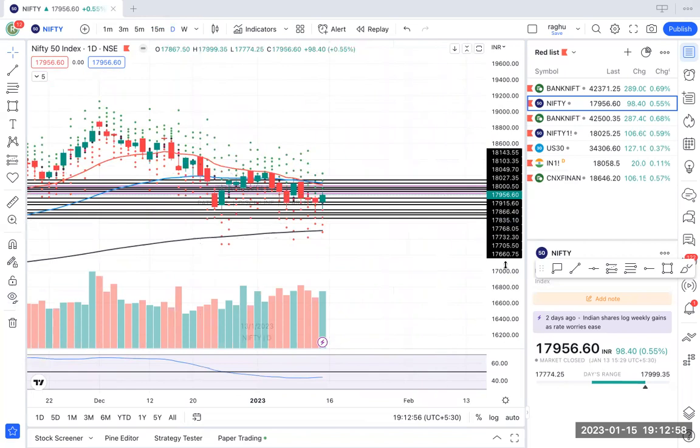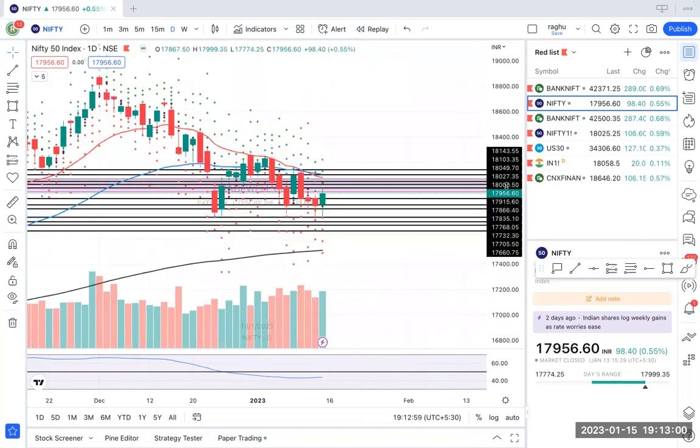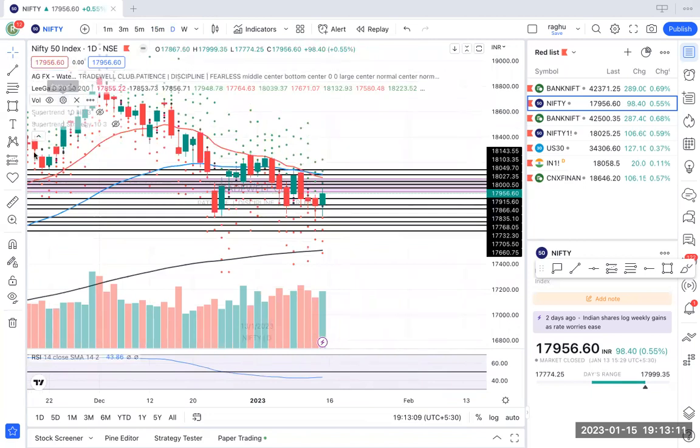So let me see what my levels are. Cool. So my level is saying 17,660 is down and 18,143 is top. So exactly, see, I have not used CPR, but now I'm using CPR and it is saying exactly the levels, showing how CPR is working.